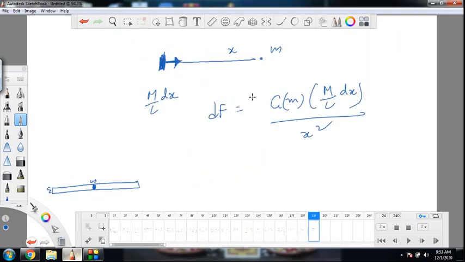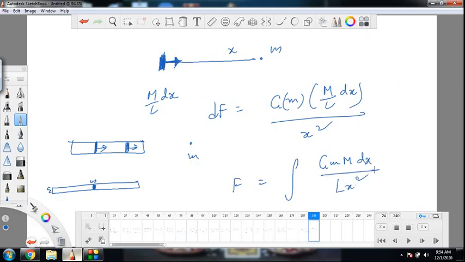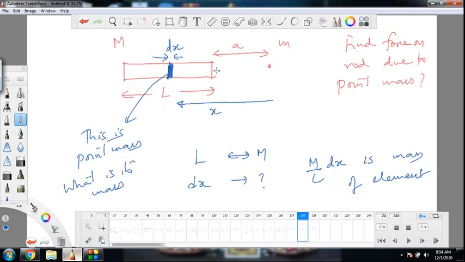Then you should add all these forces. Luckily they are all to the right only, because if you take point mass here, force is like this. If you take point mass here, force is again in the same direction due to this small m. So you can add all these forces. If forces are in different directions, you must take components and add. So here I am directly adding G m M dx by L x square, and I am controlling x to cover the whole rod. x will go from a to a plus L.